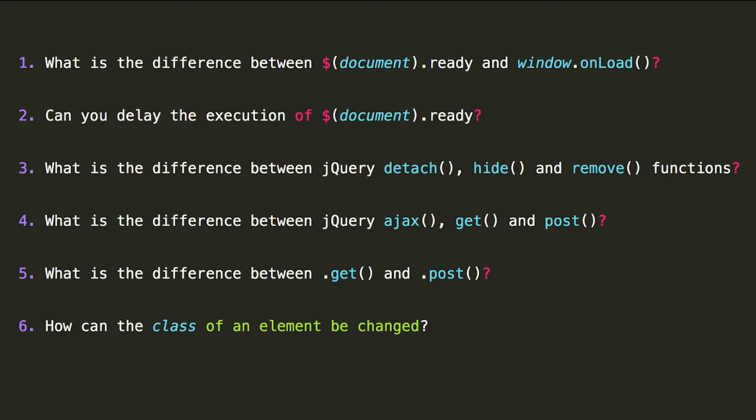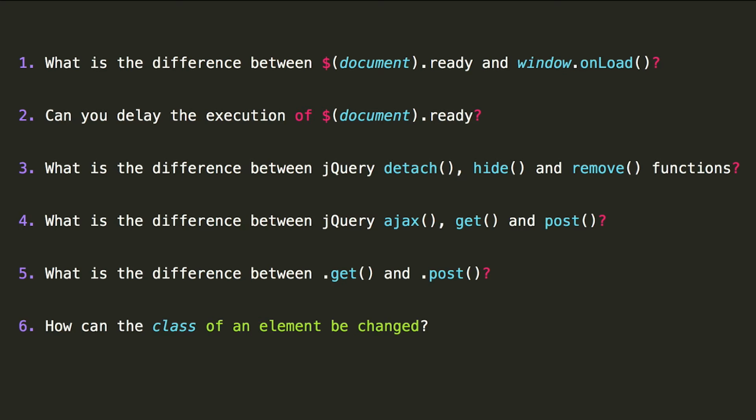Well, the main difference is that document.ready is the earliest possible time that you can actually use JavaScript or jQuery to change the DOM in your browser. The window.onload event actually loads after document.ready. Document.ready loads as soon as the HTML is loaded, but not when all of the content has been loaded on the page.